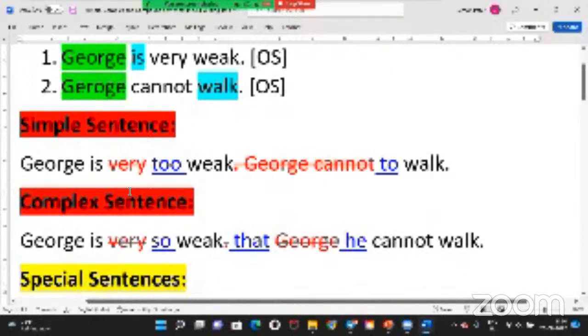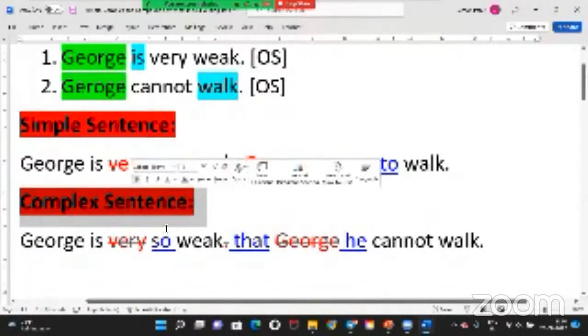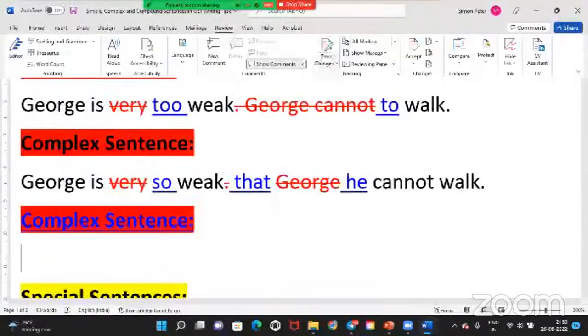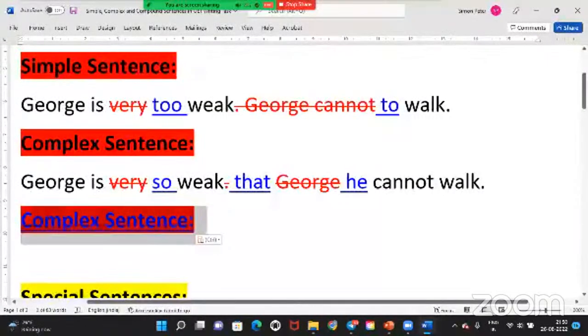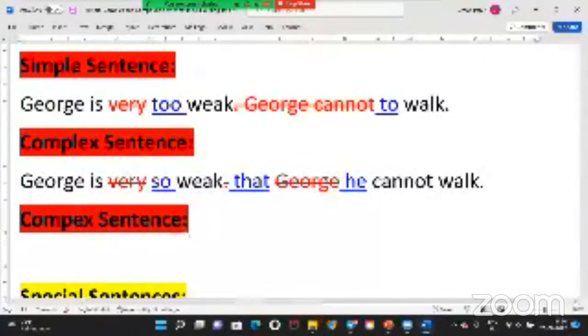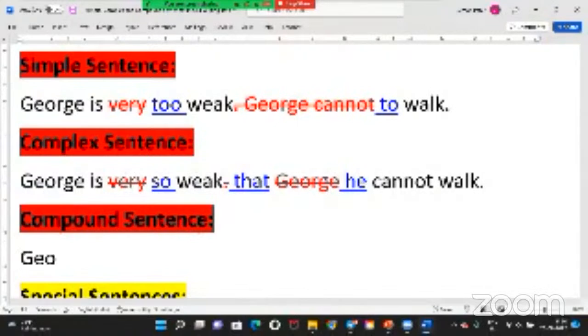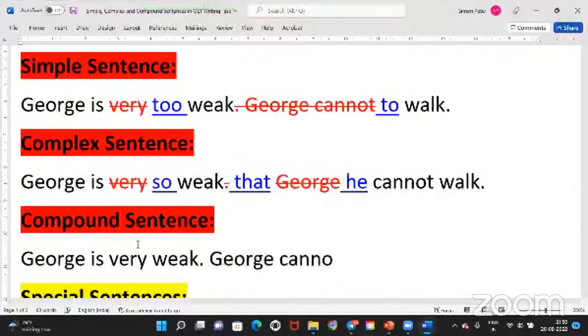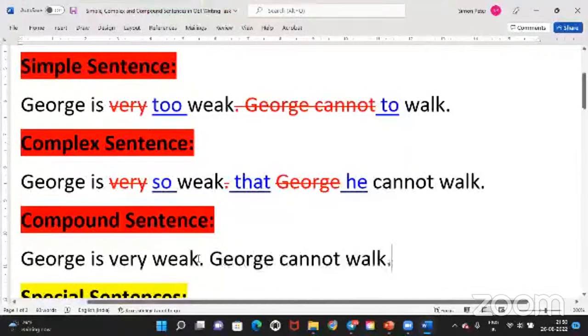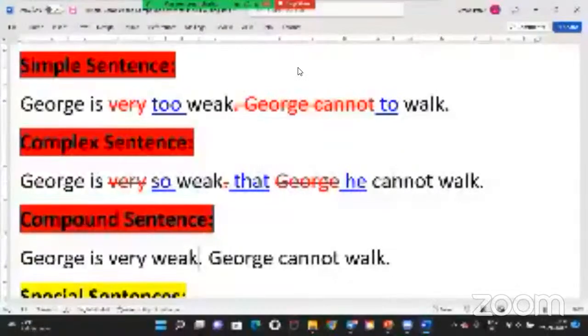Now, let us take, yeah, this is, okay, compound sentence. Compound sentence. Then again, we'll write, George is very weak. George cannot walk. So the same sentences we have taken. So here what we'll do is we'll not change anything, okay, in the review style.